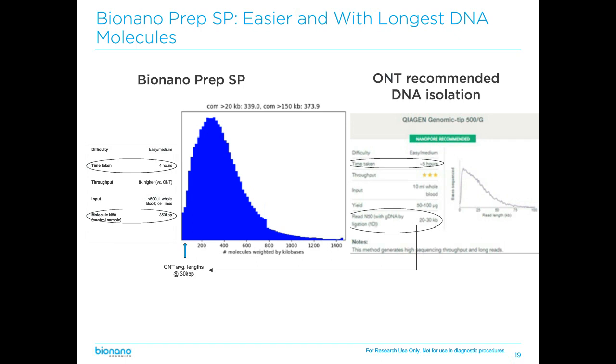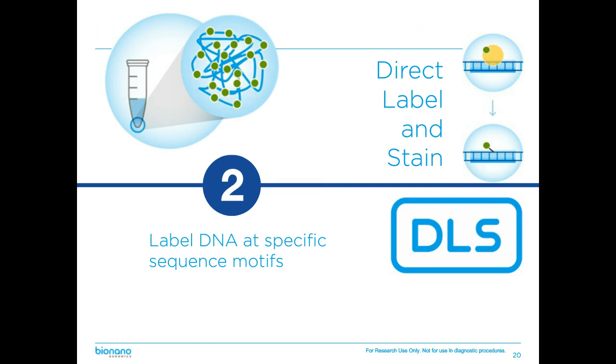Once you have isolated megabase-sized DNA, we label a specific 6 base pair sequence motif all throughout the genome.